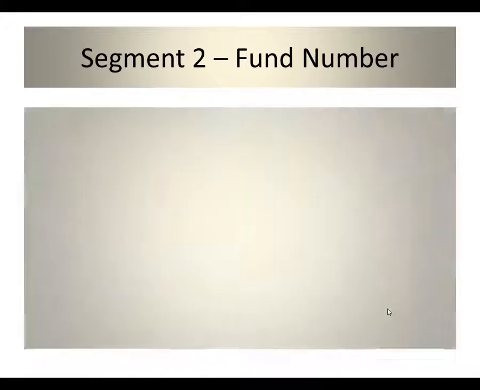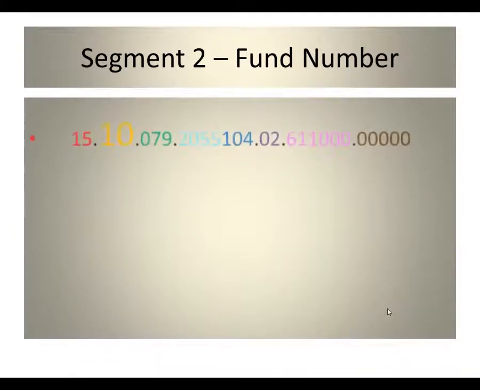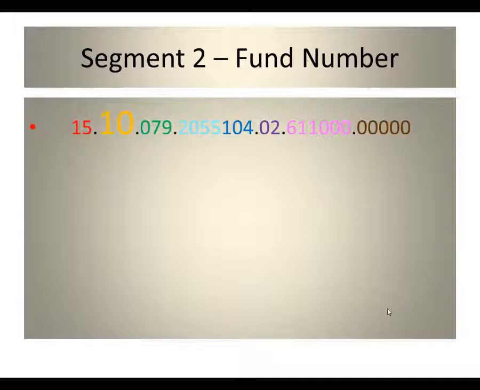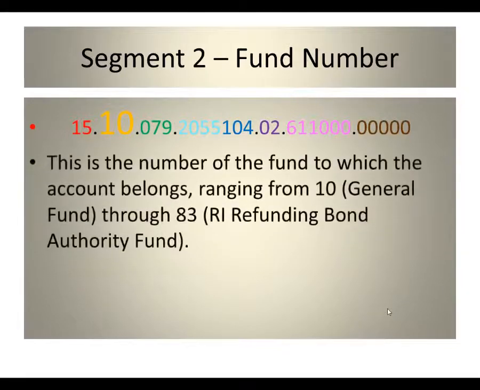The second segment of our account number, as shown in yellow in the example, is also a 2-digit field. This segment tells us the state fund to which the account belongs. The fund numbers currently available for use in RIFANS range from 10, the number of the general fund, through 83, the number of the Rhode Island Refunding Bond Authority fund. The number used in our example, 10, indicates that this is an account number within the state's general fund.